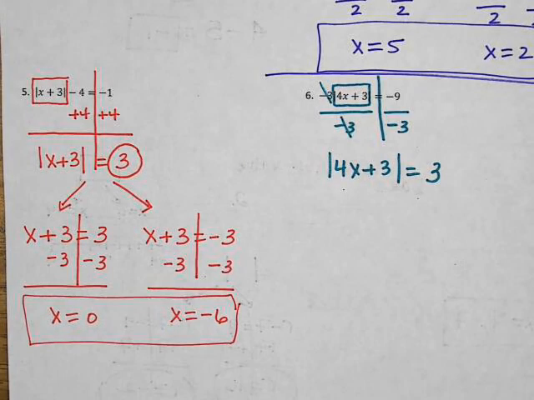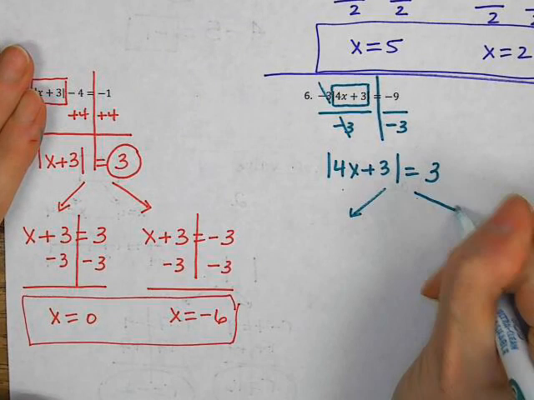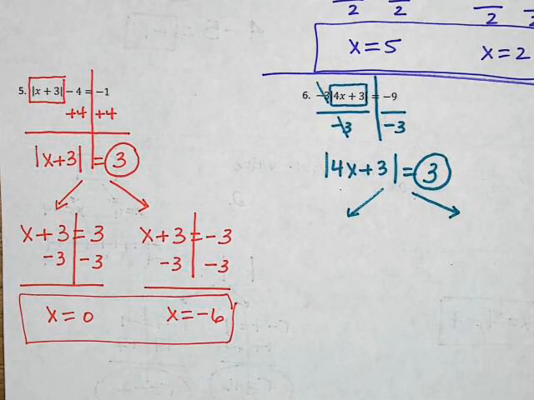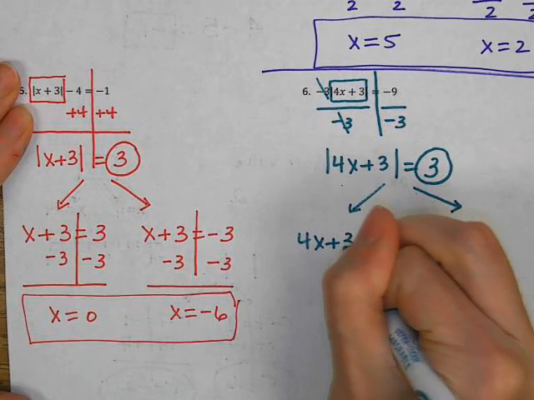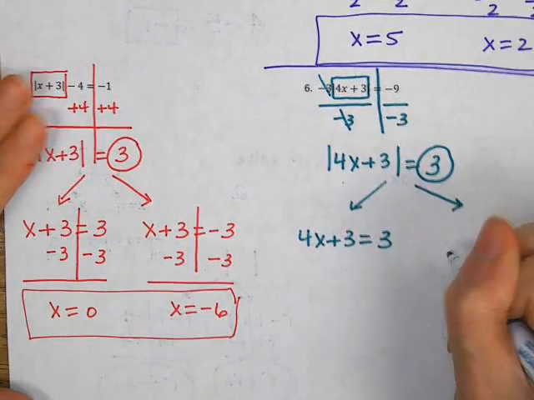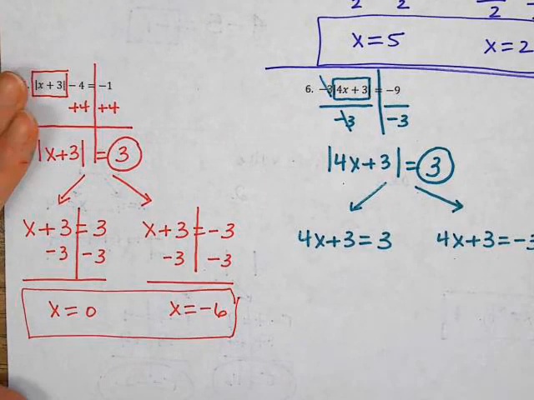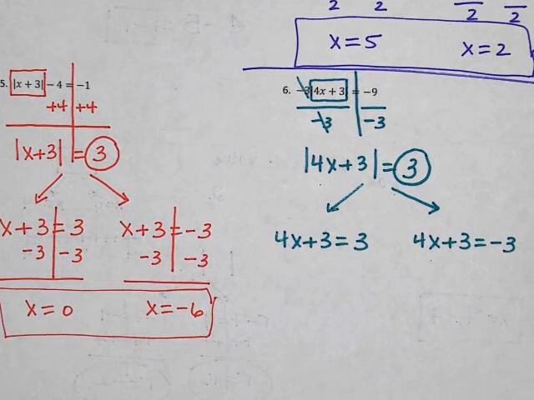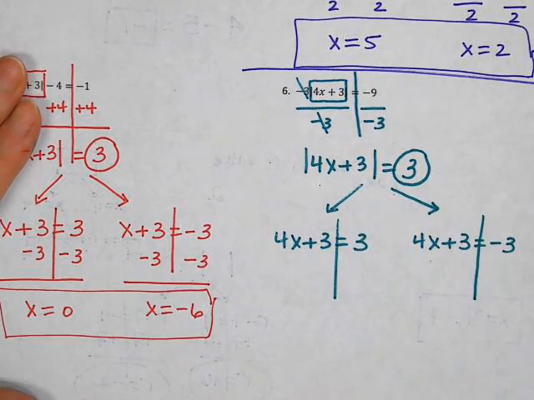Okay, we are isolated. So now we're going to set up our two equations. One of them is going to be positive 3, one of them is going to be negative 3. So we got 4x plus 3 equals positive 3, and we got 4x plus 3 equals negative 3. But you can only do that once you're isolated. And then we're going to draw the wall, and solve.